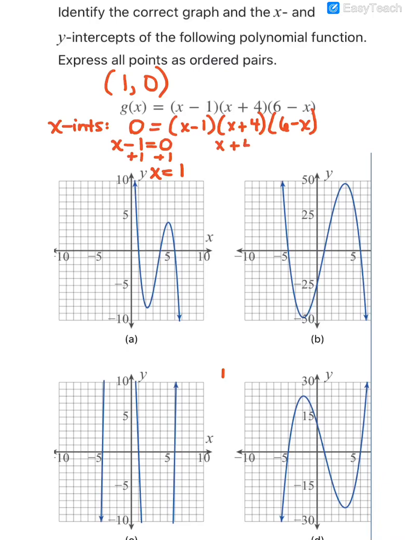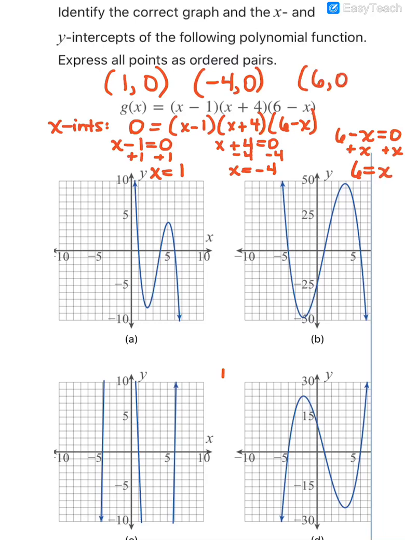If x plus 4 is equal to 0, I subtract 4 on both sides. I get an x-intercept. X is equal to -4. And again, as an ordered pair, I would write that as (-4, 0). And then finally, if the factor 6 minus x is equal to 0, I think in this case I would move the x just to make it positive and make fewer steps. Doesn't matter which side x is on. So 6 equals x, x equals 6. So my third x-intercept would be (6, 0). We'll put commas between those since there are 3 of them.